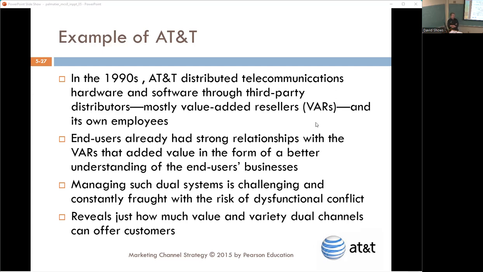And AT&T was pretty ticked at this because they wanted that back. They were missing that. And so AT&T went ahead and started doing the same thing. It created a lot of dysfunctional conflict between the two of them. It wasn't a very nice thing to do. And in essence, AT&T could not claim the demonstration argument, which we'll come up with in a minute. They just wanted the bucks that the value-added resellers get.